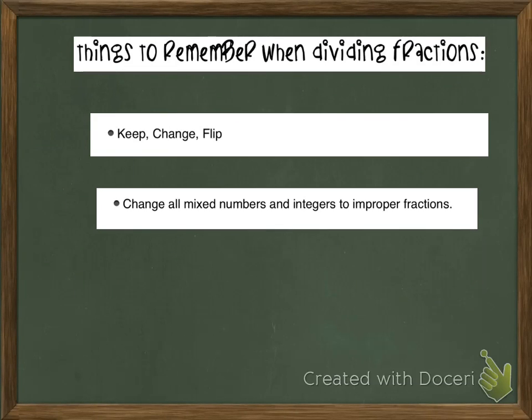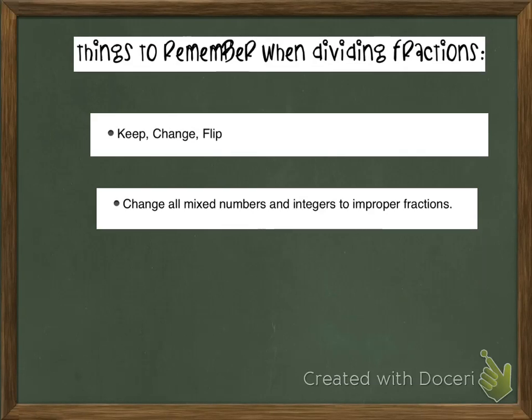Moving on to dividing fractions, a couple of things you need to keep in mind. The first is that when we divide fractions, we need to remember keep, change, flip. What that means is you are going to keep the first fraction the same. You're going to change the division sign to multiplication, and then you flip the second fraction.